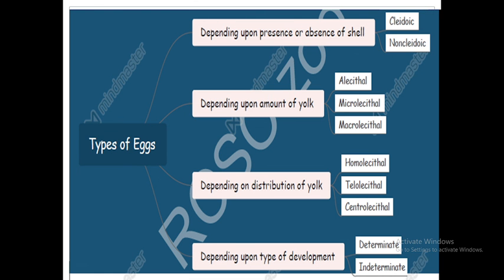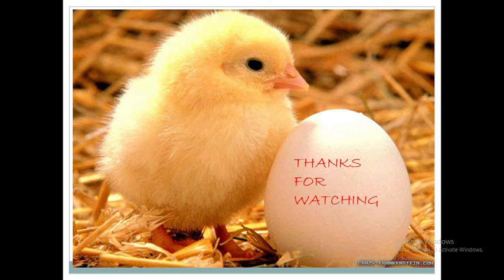So this is just a summary, and this is the mind map to remember the different types of egg. Depending upon the presence or absence of a shell, it can be divided into cleidoic and non-cleidoic egg. Depending upon the amount of yolk, it can be alecithal, microlecithal, and macrolecithal. Depending upon the distribution of yolk, it may be homolecithal, telolecithal, and centrolecithal. And depending upon the type of development, it can be determinate and indeterminate type. So this was regarding the egg, its structure, and the types of egg.